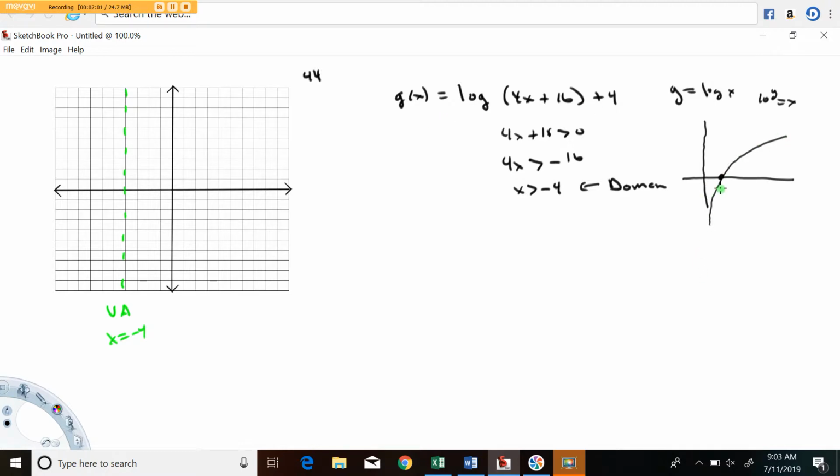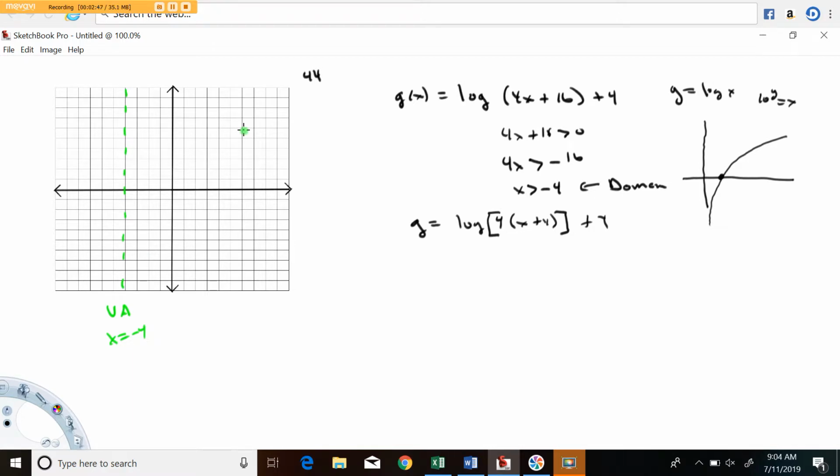The 4 is going to affect the horizontal behavior, and the 16 is going to shift it right or left. Now, you'll notice that if we factor the 4 out of this, we get 4 times (x plus 4), and then plus 4 here. So this x plus 4 means that this graph is the parent shifted 4 units to the left. And again, the 4 is going to do a horizontal compression, and then this plus 4 is going to lift it up 4 units. So this graph is going to look maybe something like this.